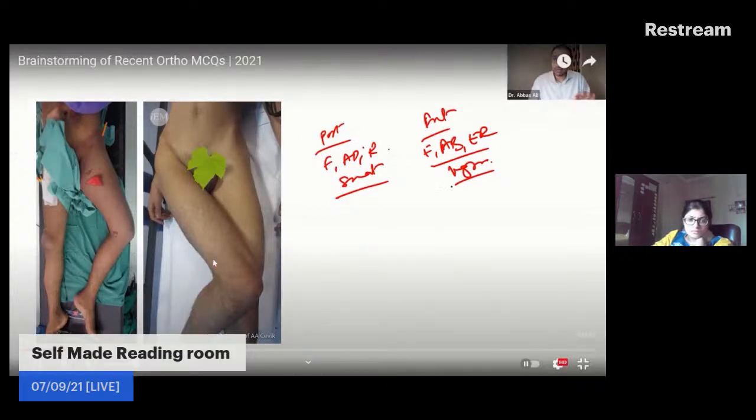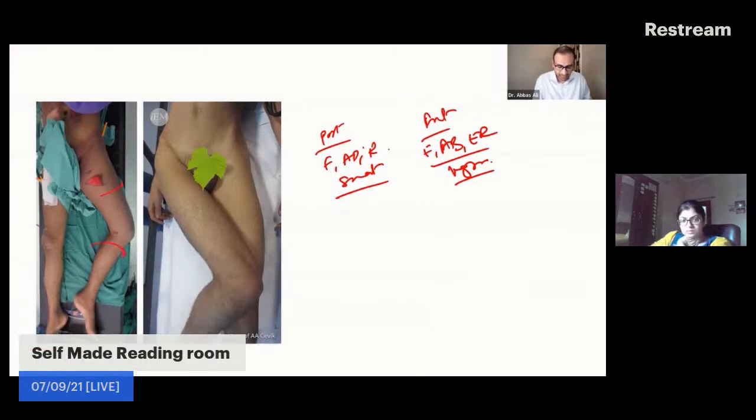Okay. So anterior dislocation is FABER with limb lengthening, posterior dislocation is FADIR with limb shortening. So here the hip is abducted and externally rotated. What is this? This is anterior dislocation, right?